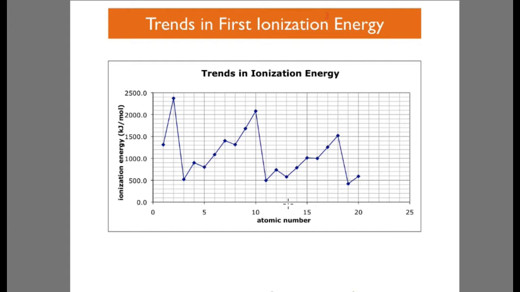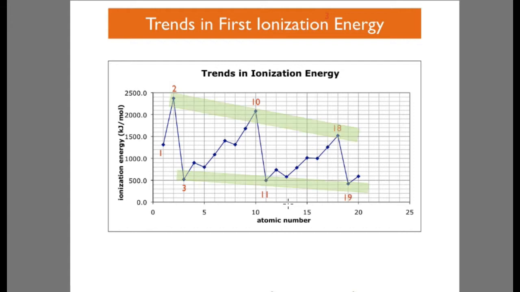Okay, let's look at the trends in first ionization energy. We go from hydrogen up to helium, and there's a big jump straight away, and then a catastrophic fall back down to lithium, a gradual rise as we go along to neon, and another fall as we go to sodium, and then as we go along that third period, it reaches up to argon, and then it drops down again.